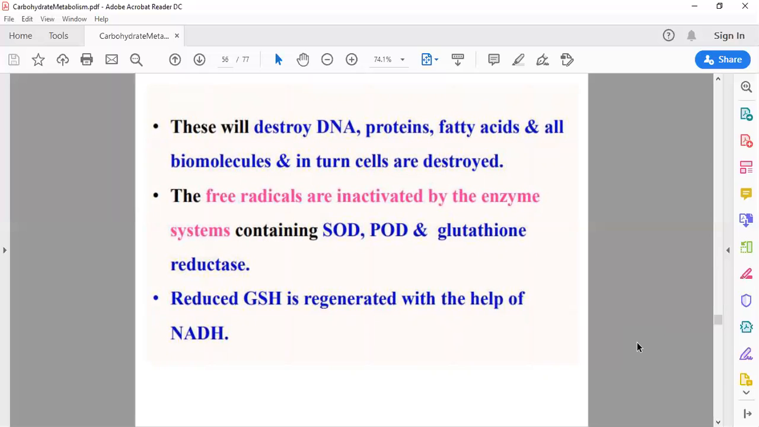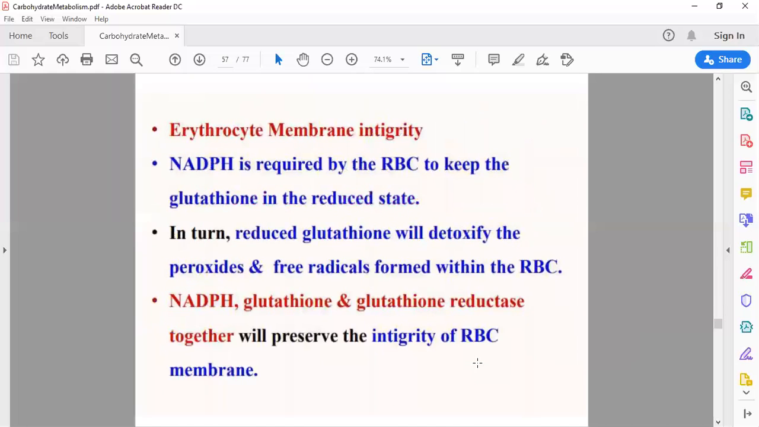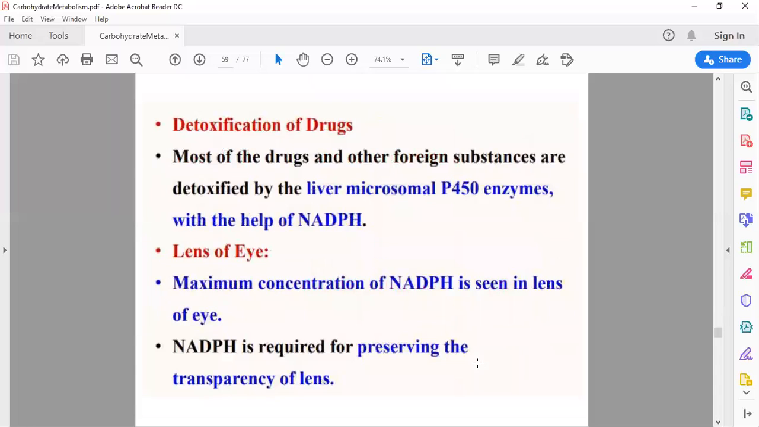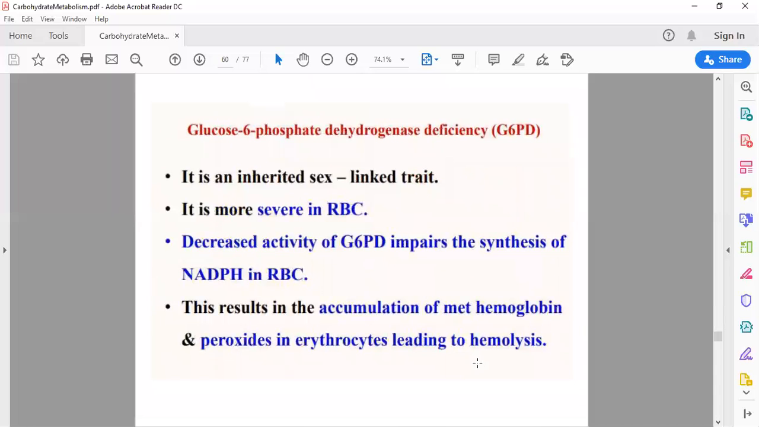It helps in phagocytosis. Phagocytosis is the engulfment of foreign particles, including microorganisms, carried out by white blood cells, and this process requires NADPH. Then the last important function is that it maintains the integrity of the RBC membrane. So these points we have discussed.